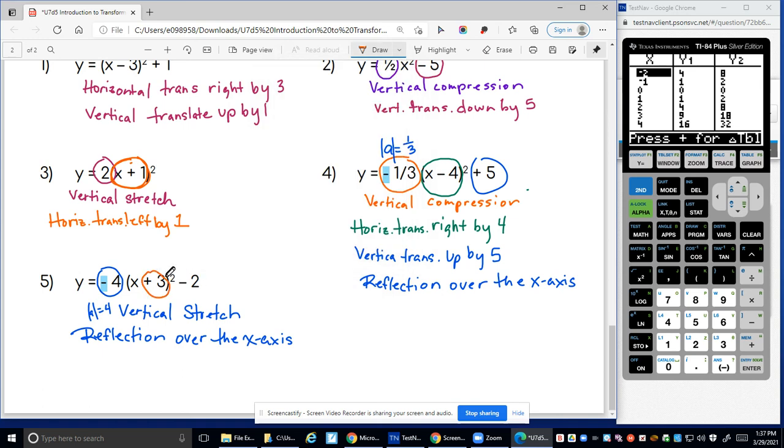Okay, that's a plus 3. We're in the parentheses, right? Opposite of what you think. So it's left or right. Positive numbers live to the right, but I'm going to go to the left because it's opposite. So it's left by 3. And so that's a horizontal transformation, left by 3.